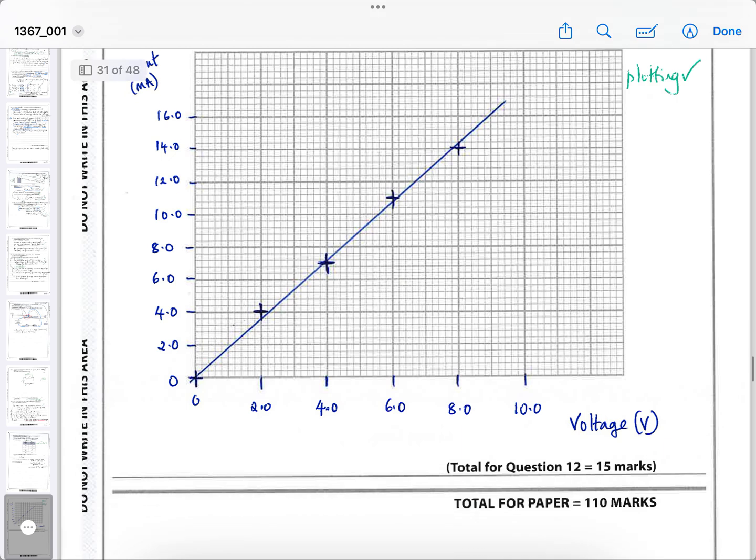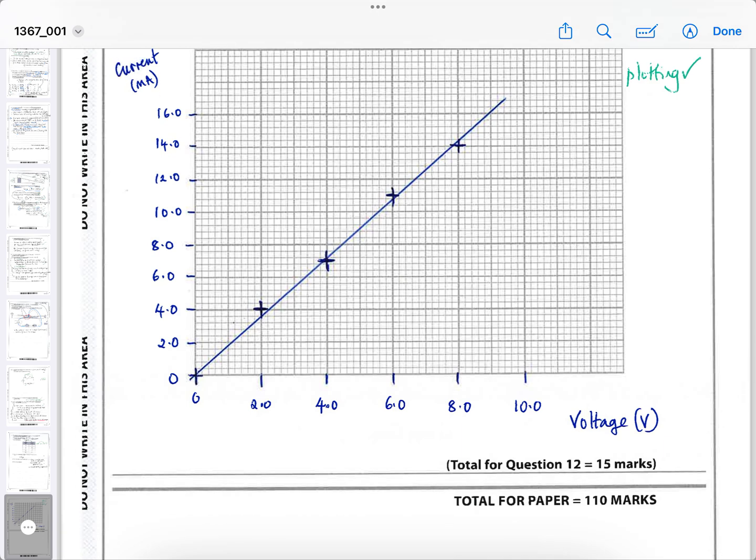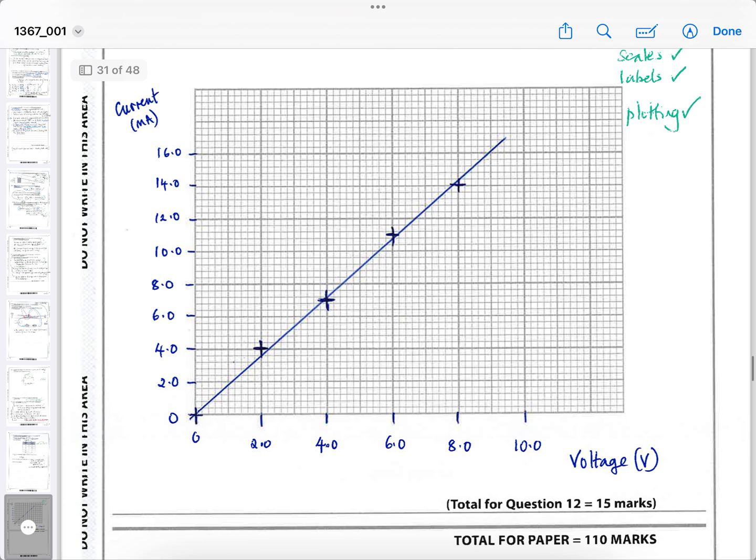And that's the end of the 110 marks, and that's what your mock will be like in January. 110 marks, 2 hours to do it in.